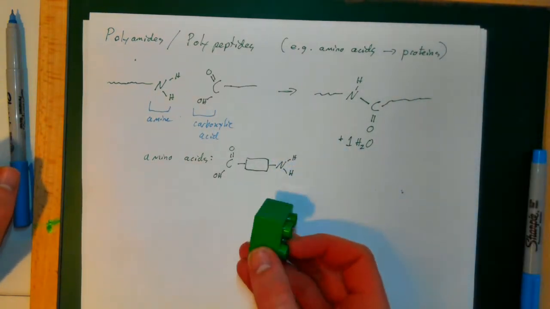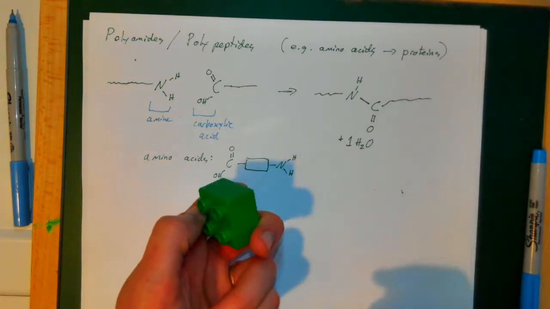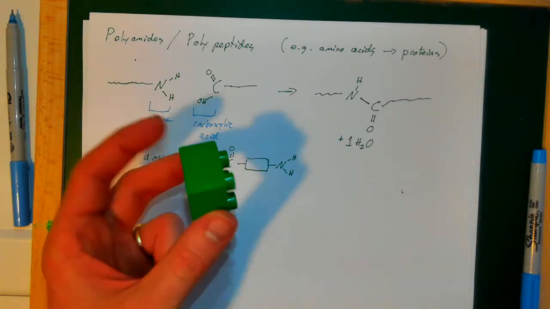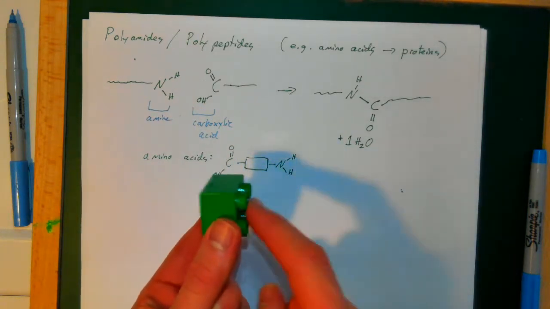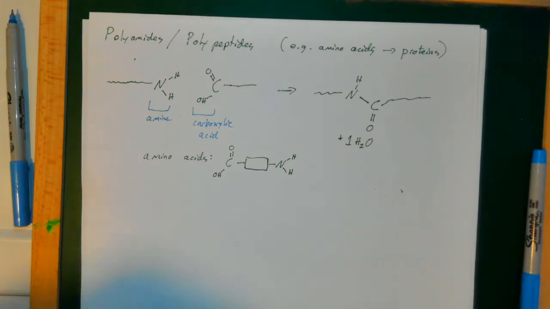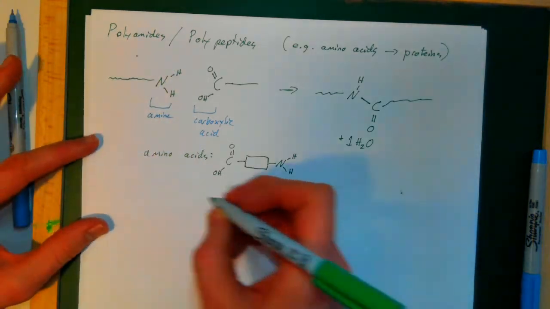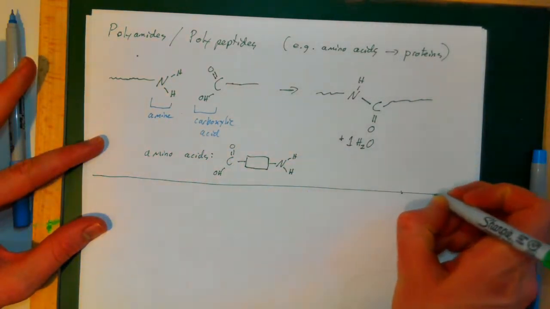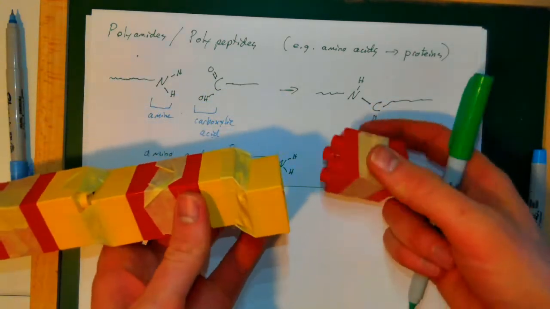So amino acids are an example of that first configuration of monomers, where each monomer has one of one type and one of another type to form its reactions. These are not the only polyamides that can form. You can also form polyamides of another type. You can also form polyamides of this type as well.